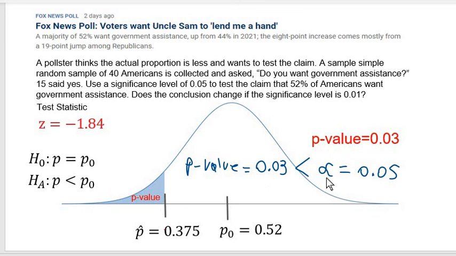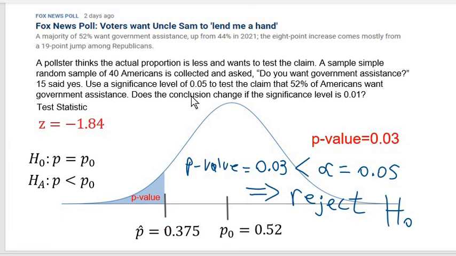Whenever the p-value is less than alpha, that leads to the conclusion that you would reject the null hypothesis, because something that only has a 3% chance of happening is unlikely. Therefore, the null hypothesis is probably not true. This null distribution is probably not the correct distribution, and 52% is probably not the population proportion. So we're rejecting the null hypothesis that says that this is the correct population proportion. Reject the null hypothesis. All right.